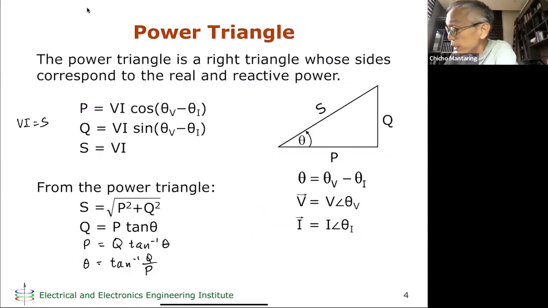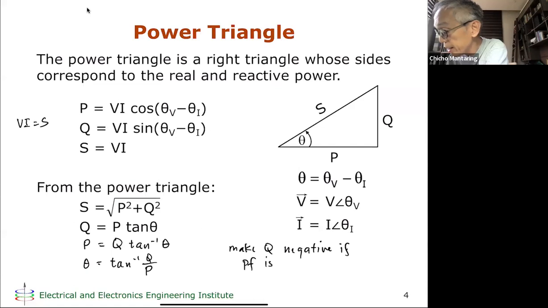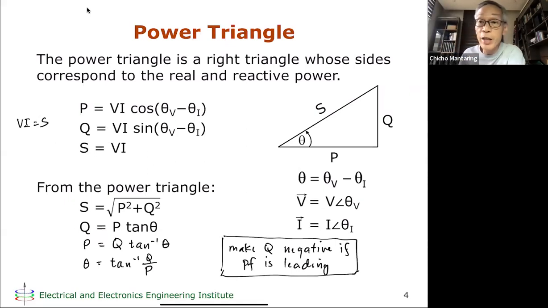Remember also that this Q, you have to make negative if the PF is leading. This is very important. This is where students sometimes make a mistake. They forget to make Q negative if the PF is leading.